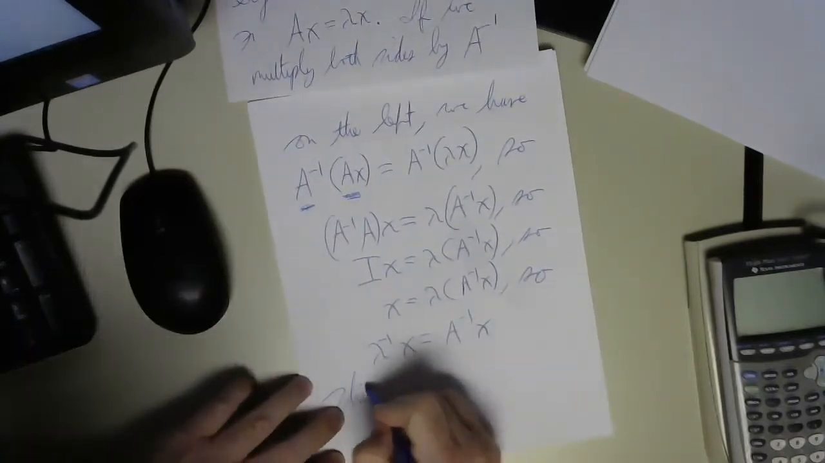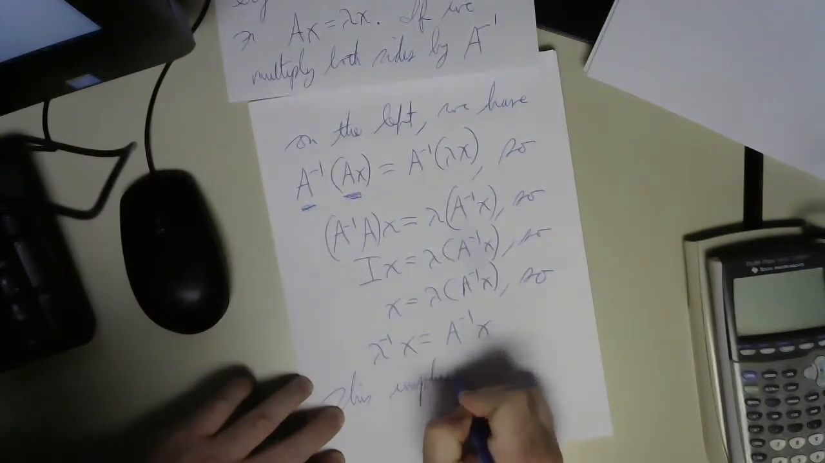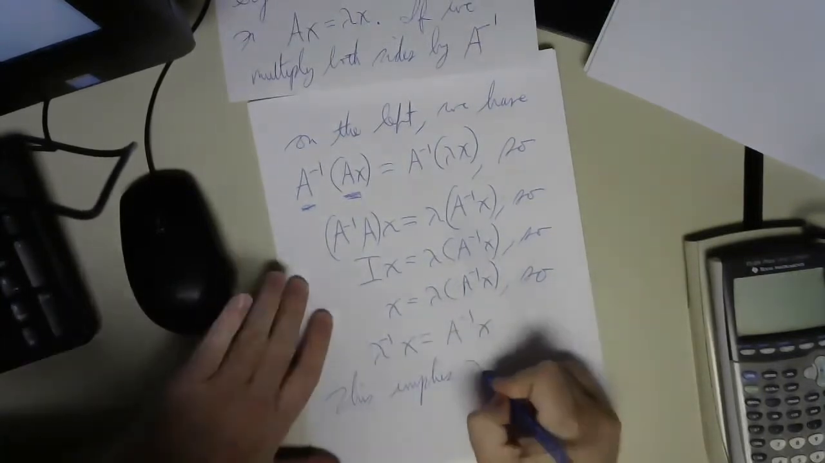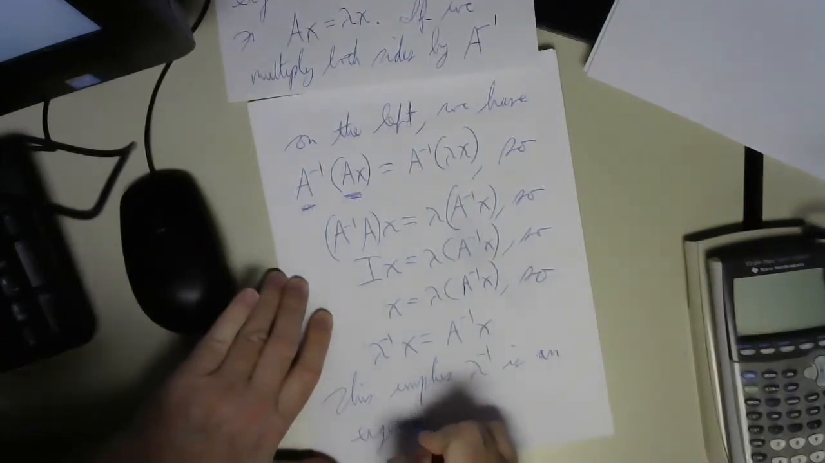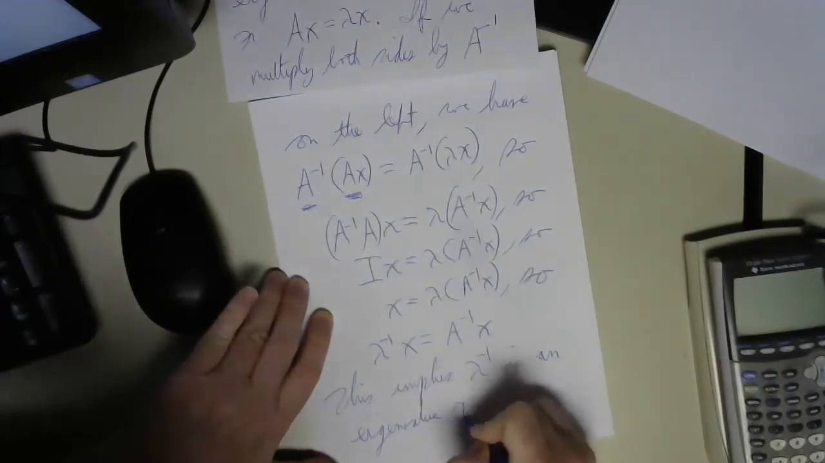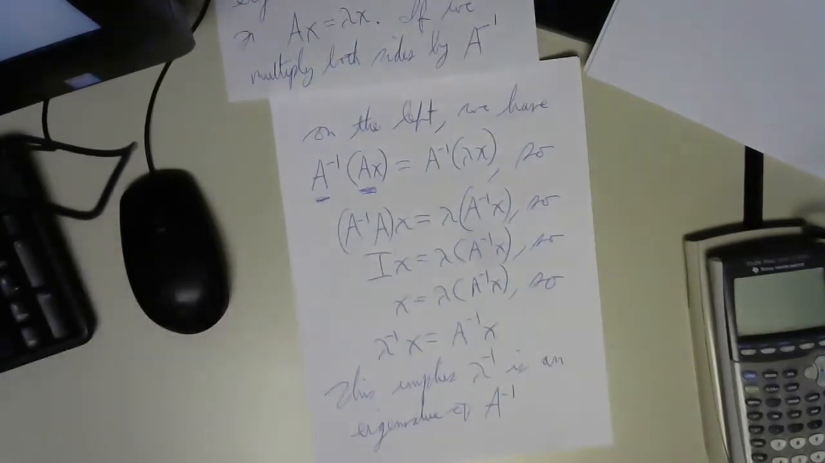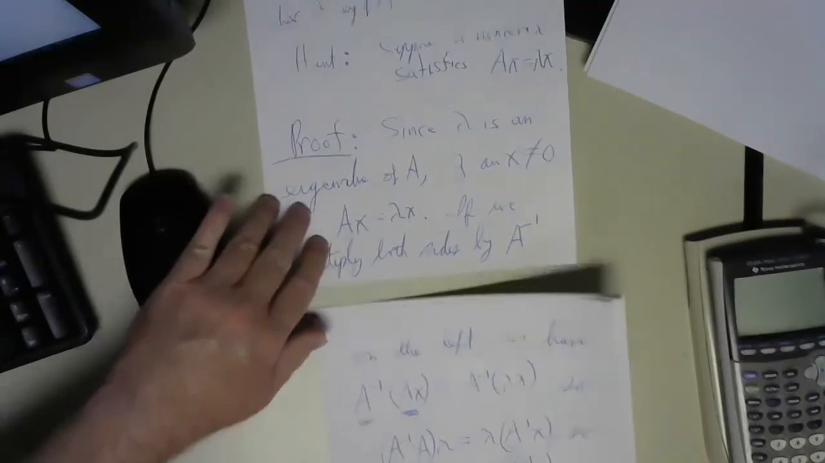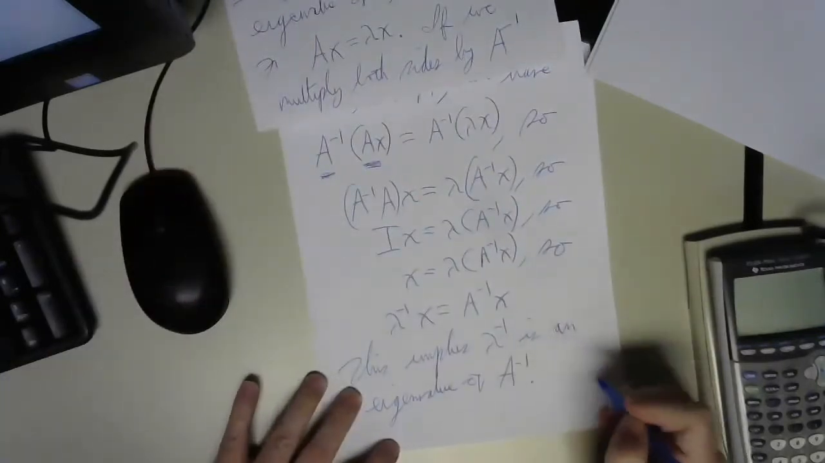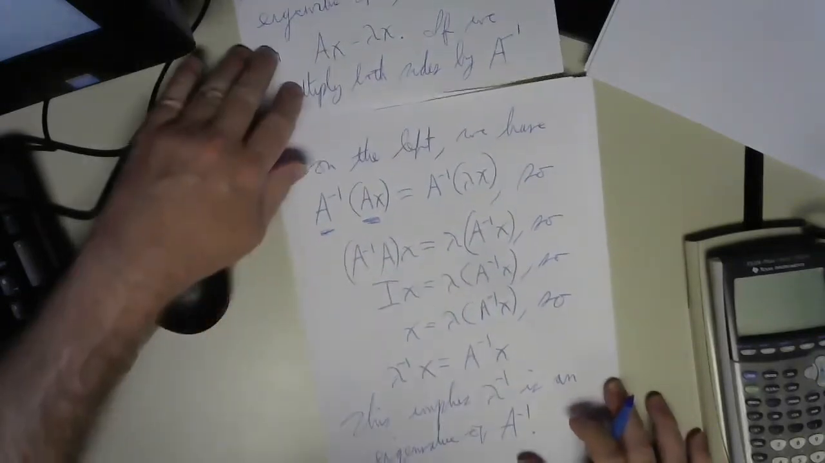So that's it. This implies lambda to the -1 is an eigenvalue of the inverse of A. So I knew A was a square matrix only because it's invertible. But that's it. And I think they guide you through that step by step. But that's the whole proof all in one shot.